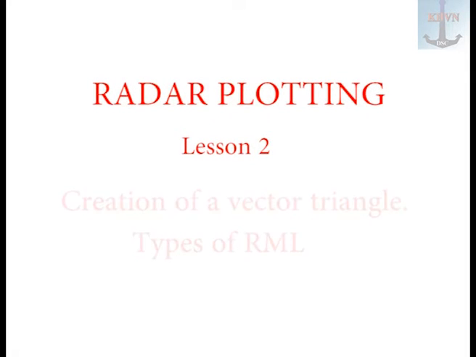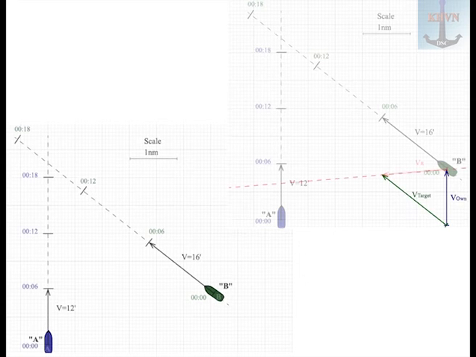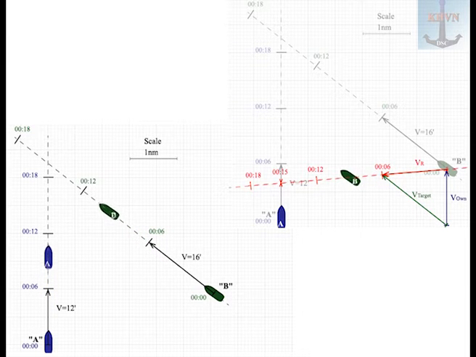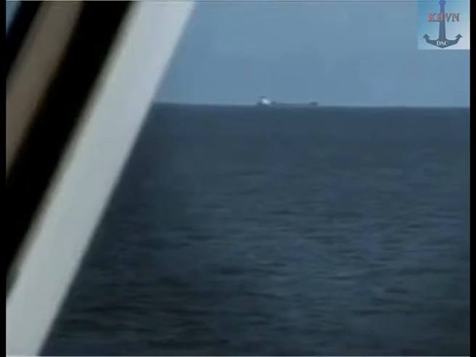Second lesson: creation of the vector triangle, types of RML, relative motion line. In the first lesson, the advantage of using relative motion to determine the existence of a danger of collision was visually proved. Relative radar plotting gives the chance to get at once the CPA, closest point of approach, and TCPA, its time, and to quickly calculate and choose a safe maneuver.